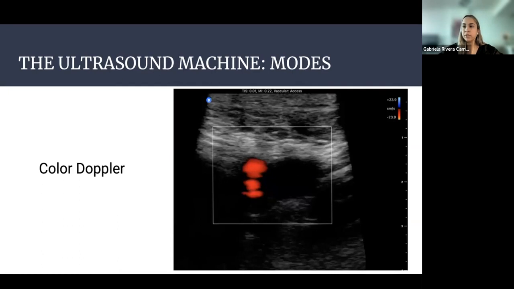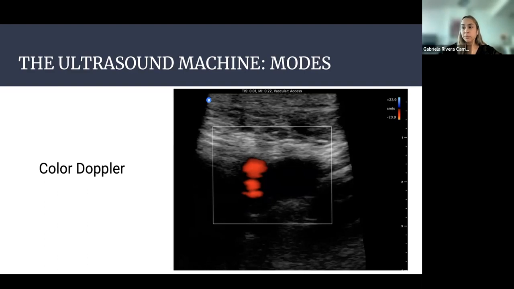Lastly, we have the Doppler modes, which examine the characteristics of direction and speed of tissue motion and blood flow and present them in either audible, color, or spectral displays. Today, we're going to discuss color Doppler specifically, which is also called color flow. It is used to show blood flow or tissue motion in a selected two-dimensional area. Direction and velocity of tissue motion and blood flow are color-coded and superimposed on the corresponding B mode image.